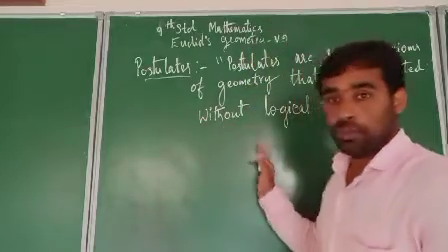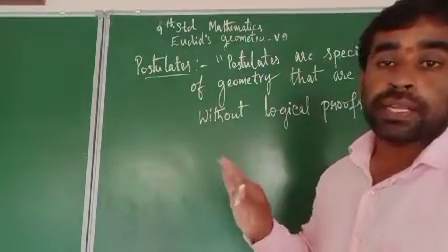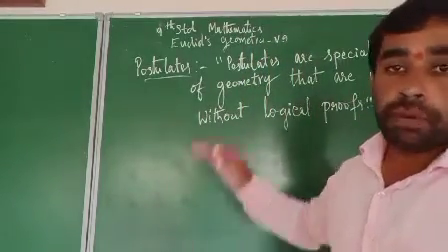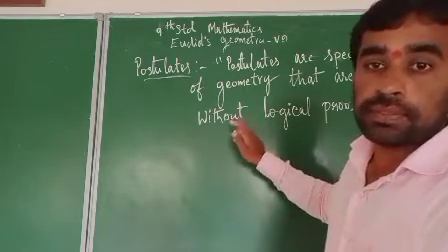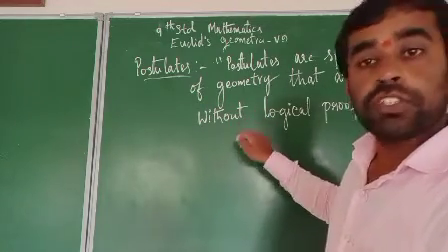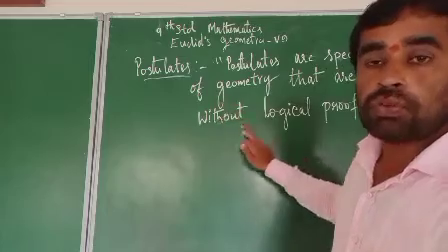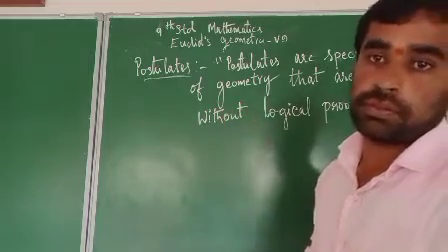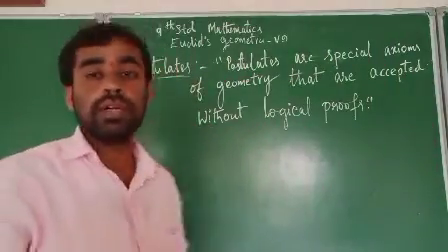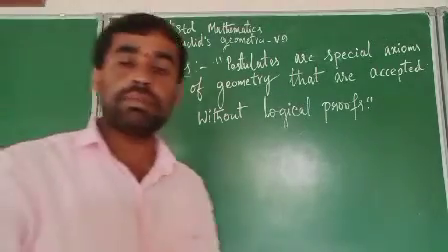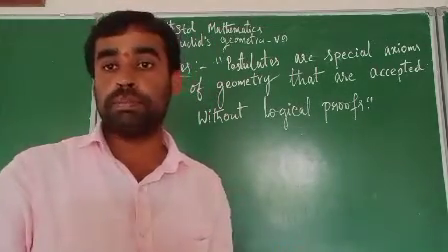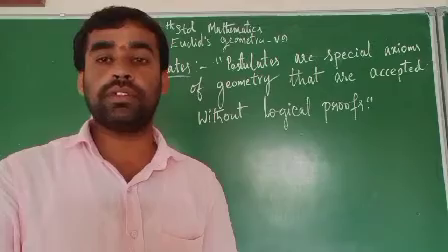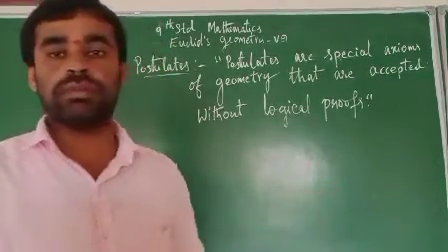But for these postulates, we don't want any logical proofs. We have to accept them without asking any question. These postulates belong only to mathematics. They do not belong to science. But axioms belong to both maths and science. Is it clear, students? Take down this definition.